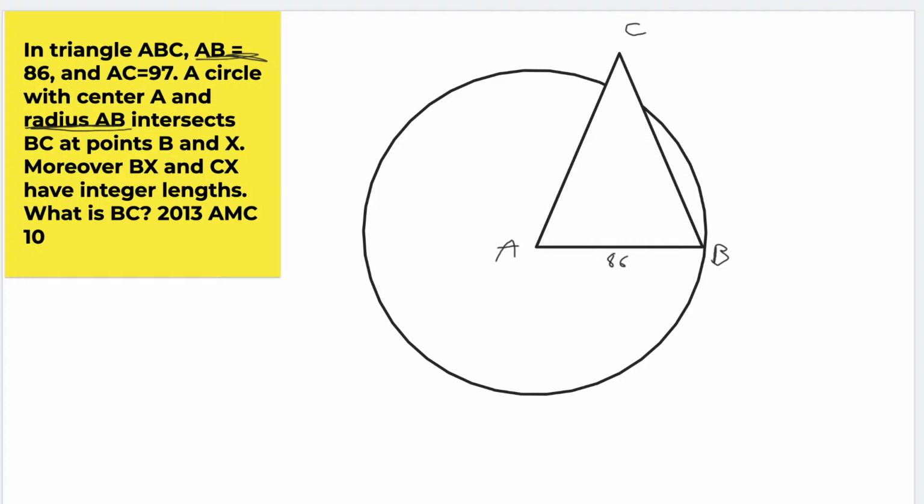So in this problem, we have a triangle and AC is 97. Now, using power of a point, I mean not power of a point yet, but pretend this point here is F. What is AF? That's just the radius, because A is the center of the circle. So AF is 86, and what is CF? 97 minus 86, which is 11.